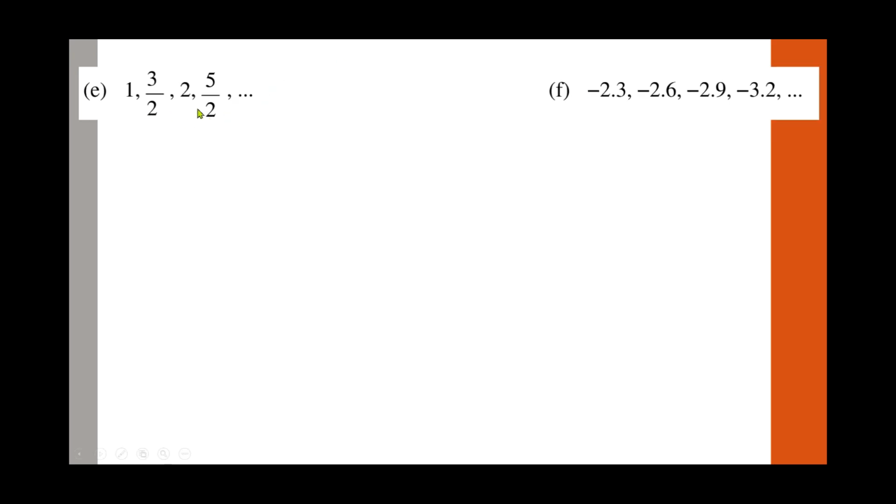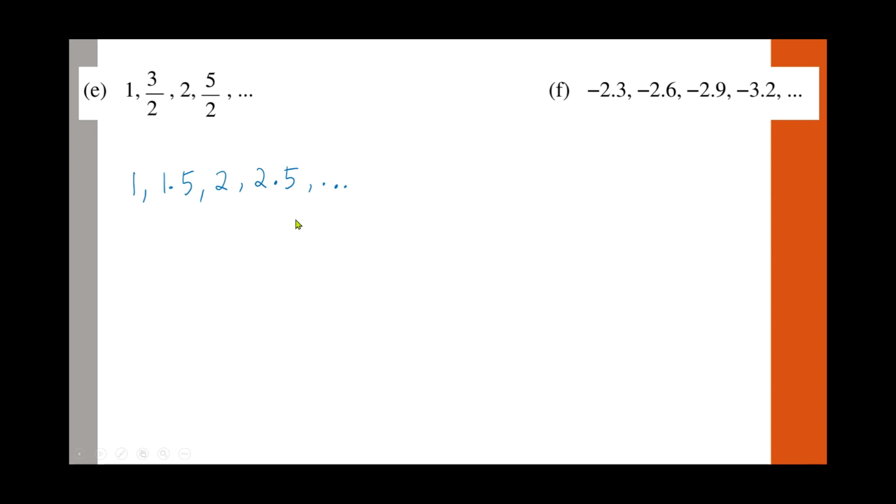E. So now it comes to a fraction. 1, 3 over 2, 2, and 5 over 2. So sometimes if you look at the fraction, it's very hard for you to compare the figure here. So like this one, I'm going to change it to an easier number so that I can compare easily. 3 over 2, when I write down in the form of decimal, is equal to what? 3 over 2 is 1.5, right? And then what about 5 over 2? Is equal to 2 point? Yes, 2.5. So now it will be easier for us to compare 1, 1.5, 2, 2.5.